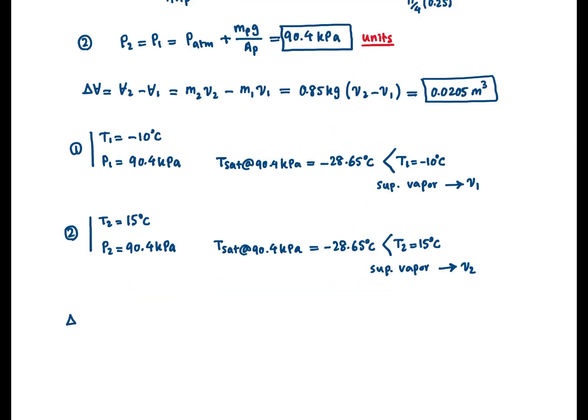Then for delta H, it is H2 minus H1, or constant mass times h2 minus h1 per mass. We know the state. We can go to the table. At the initial state, I can read for h1, and at the final state, I can read for h2. Plug them into the equation for delta H, and delta H will be 17.4 kilojoule.